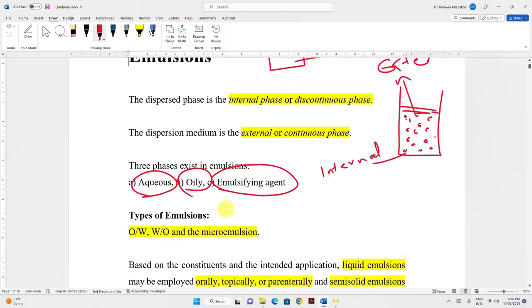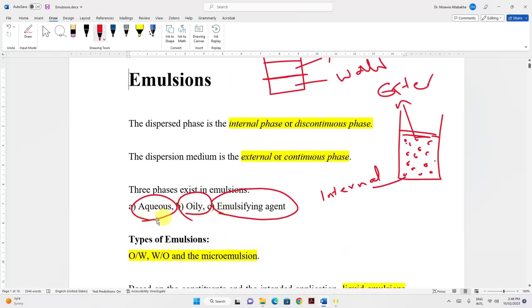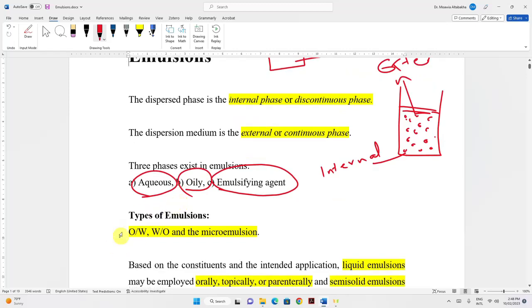Okay, what are the types of emulsion? Is the aqueous phase the external phase or the internal phase? What about the oily phase? Well, actually it depends on the type of emulsion. We have mainly two types, and then we have a special type. So what are the types?